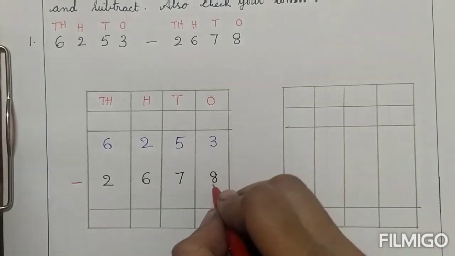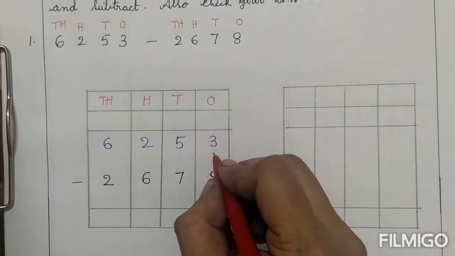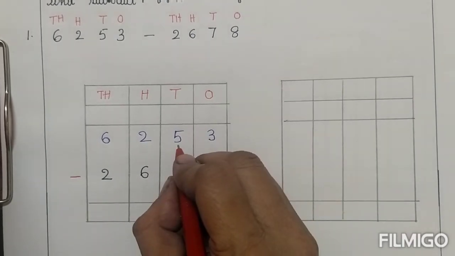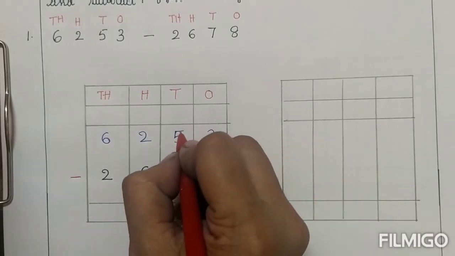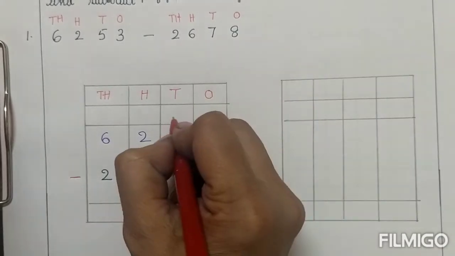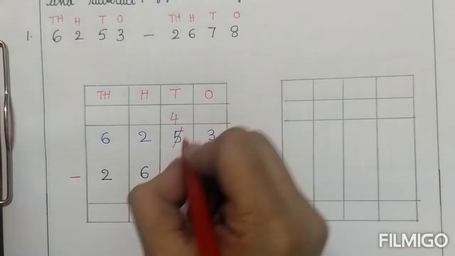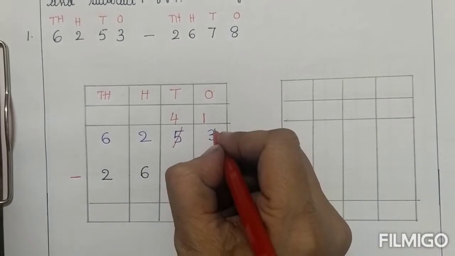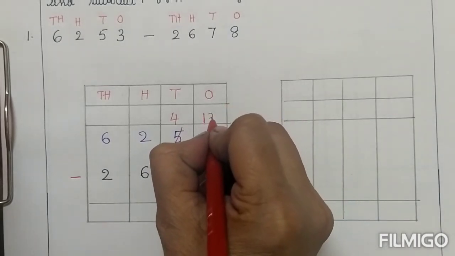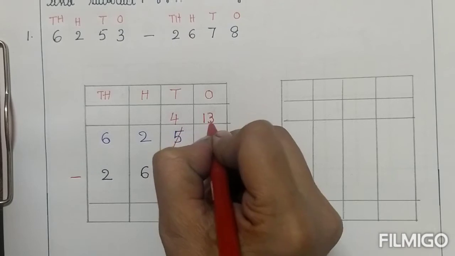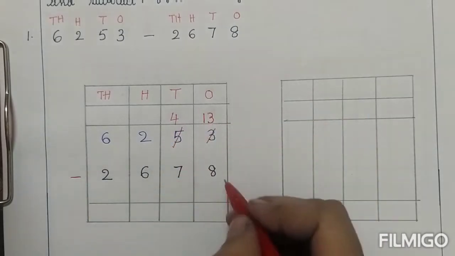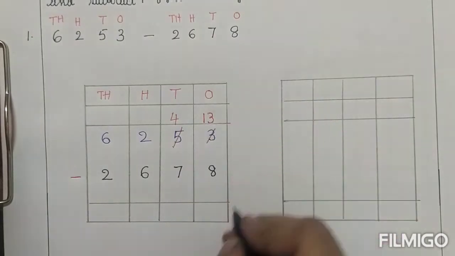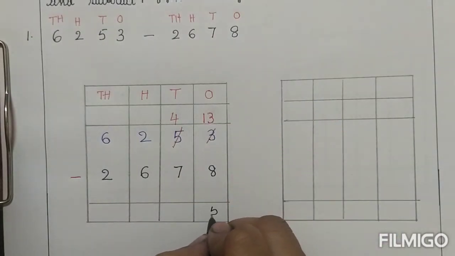But here you have to subtract 8 from 3. So it is not possible. What we will do? We will borrow from the neighbor's column. So if we take 1 from 5, then this number will be 4 and this 1 will sit in ones column. This 3 will sit next to the 1. Now this number becomes 13. 13 minus 8. Now we can do subtraction. 13 minus 8 is 5.